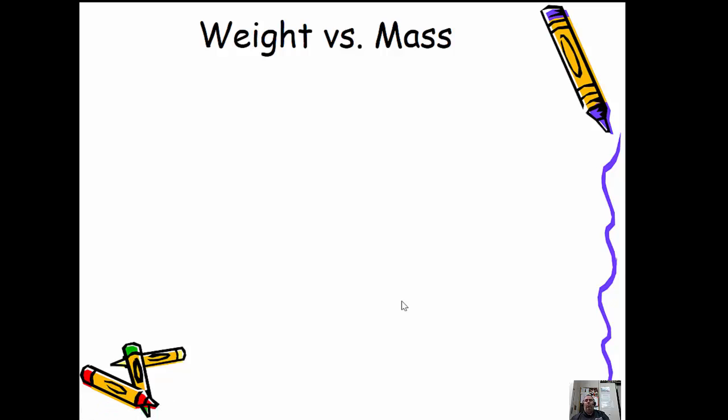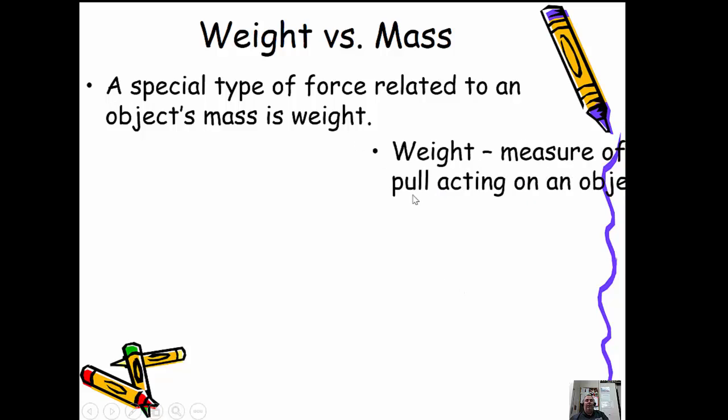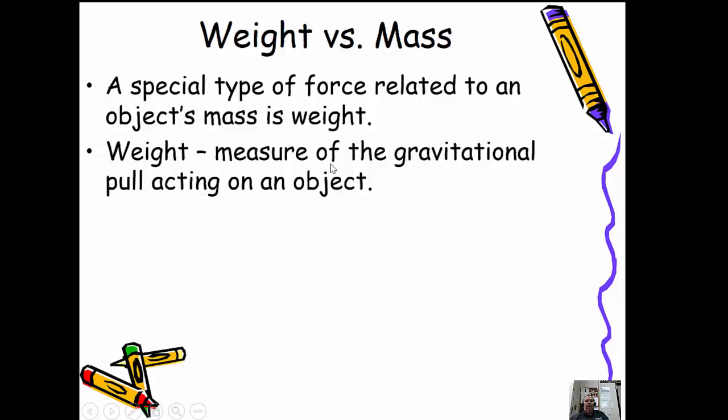Let's talk about mass and weight. It is something that we have technically talked about already. A special type of force that's related to mass is the object's weight, and we talked about weight depending on gravitational forces. It is the measure of the gravitational pull acting on an object's mass. Mass, remember, is the amount of particles in an object.